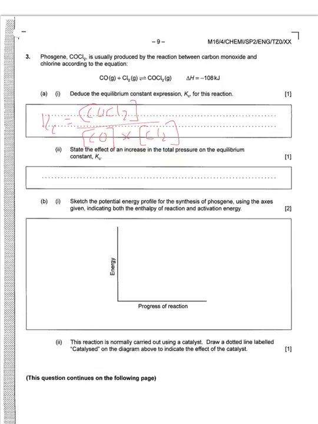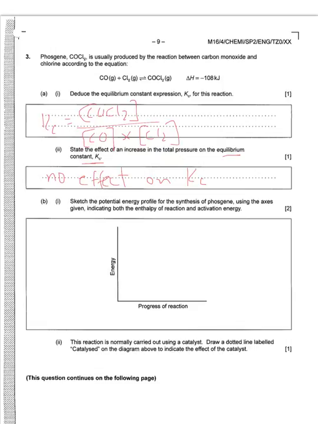And then 2, state the effect of an increase in the total pressure on the equilibrium constant. Well, what they want you to realize here, just one mark, is there's going to be no effect, because only temperature is going to affect that equilibrium constant. So even though the pressure will shift the equilibrium, there'll be no effect on Kc from a pressure change.